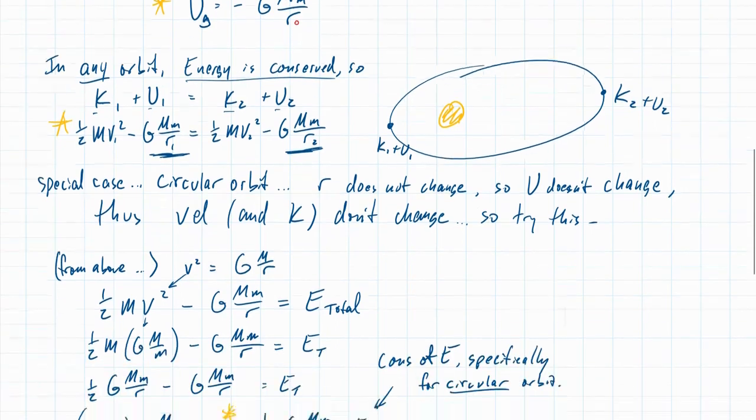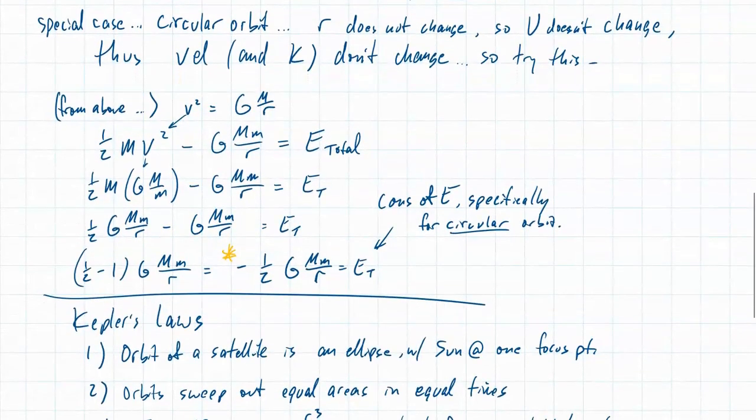However, we can consider the special case where the orbit is circular. If the orbit is circular, then the radius doesn't change, which means the potential energy doesn't change, which also means the velocity and kinetic energy won't change. So let's try a substitution.